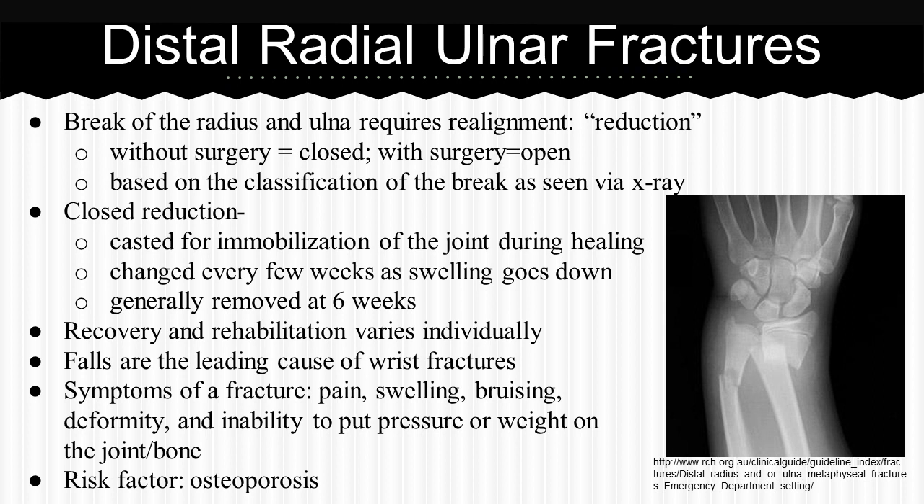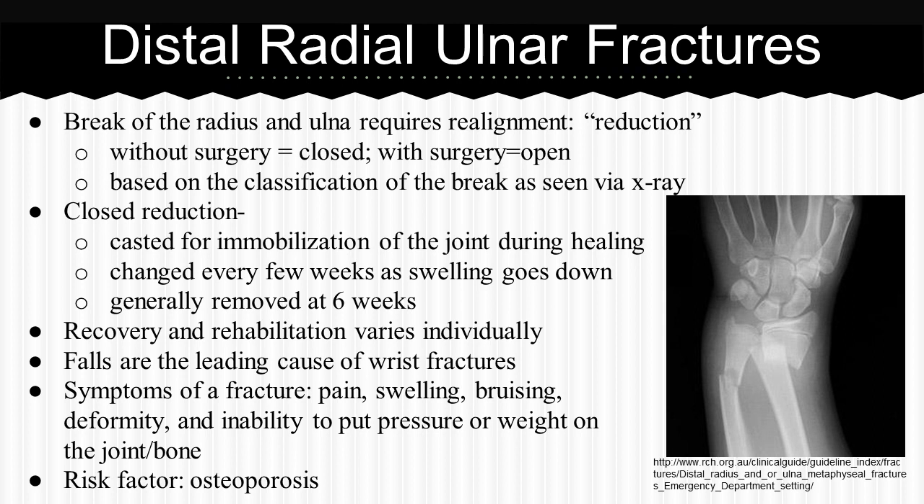A distal radial ulnar fracture occurs when there is a break in both the radius and ulna bones of the forearm. An orthopedist or MD will need to realign the bones for healing. This is called a reduction. If surgery is required, this is referred to as open reduction, but if no surgery is required, this is called a closed reduction. Dimitre's case was a closed reduction.